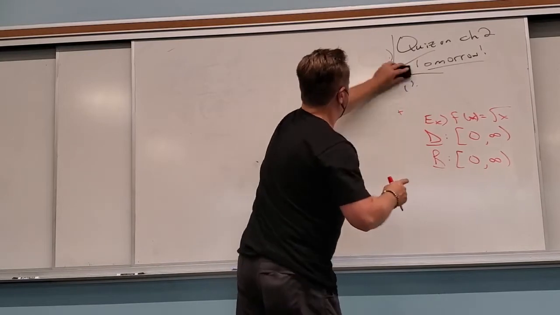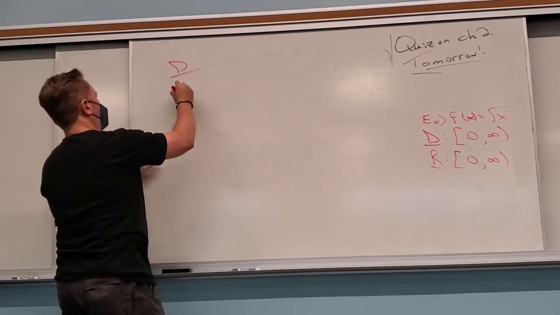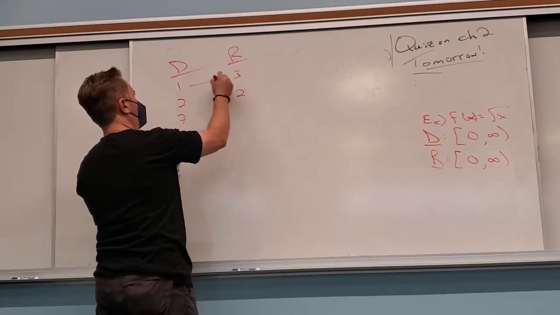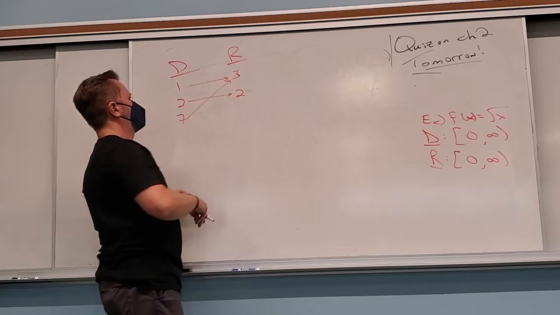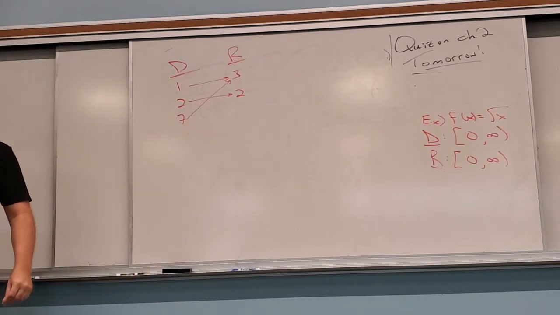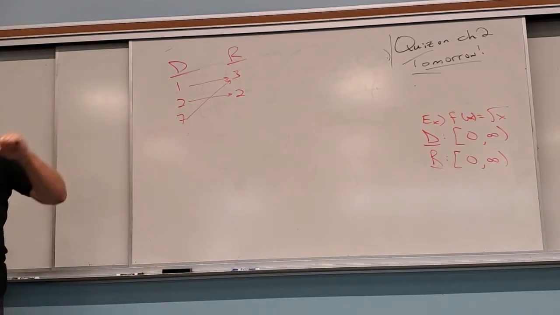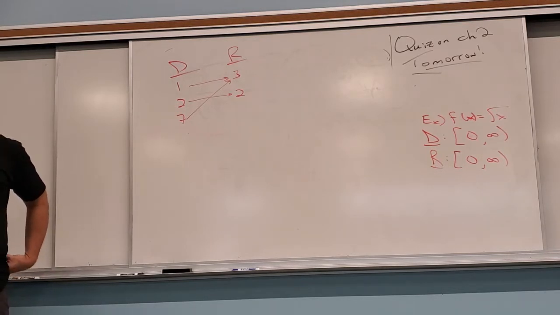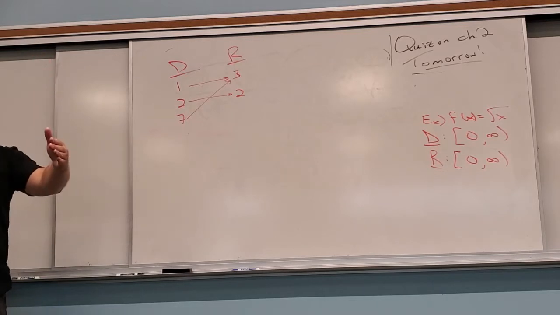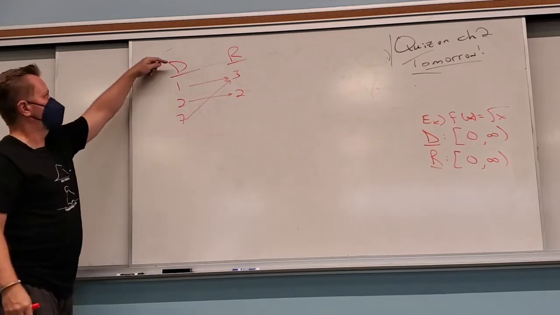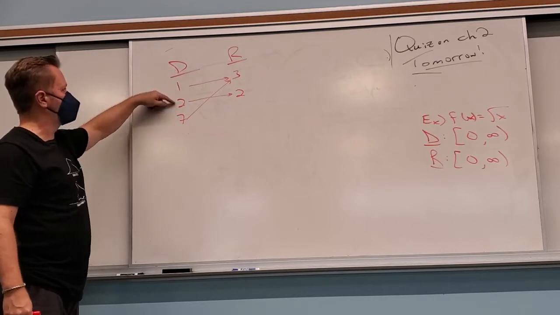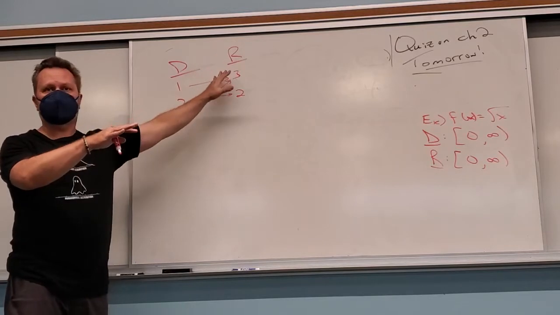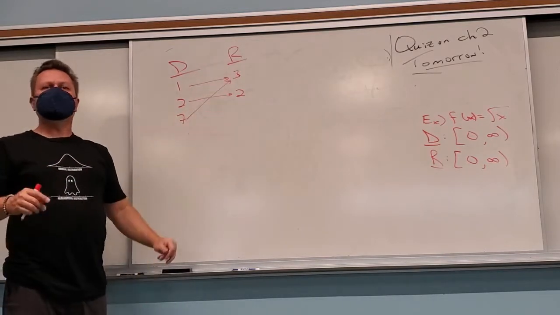Is this a function here? What does that mean, by the way? Input of 1 has an output of what? 3. So this is a weird way to define a function, but it is a function because it's a relationship between two variables, right? Here one variable is the domain stuff. It could be 1, 2, or 7. That's a variable. And the output variable is 3 and 2. Is this a function?